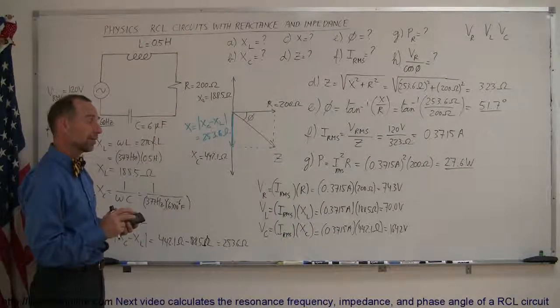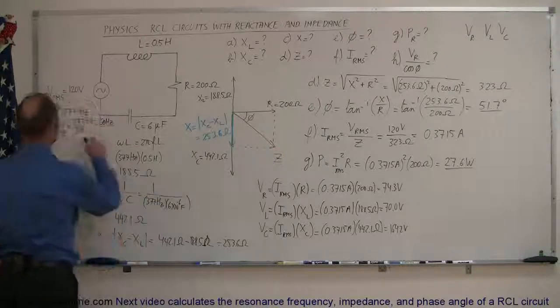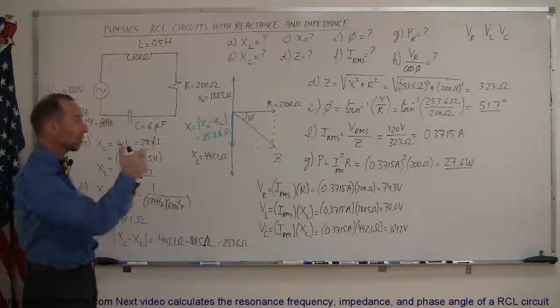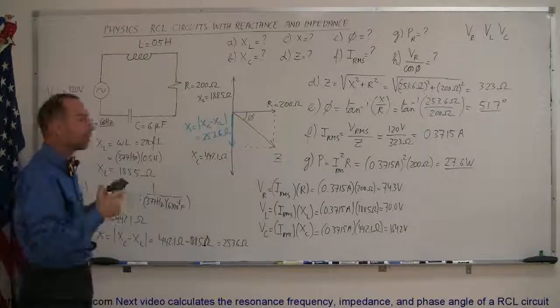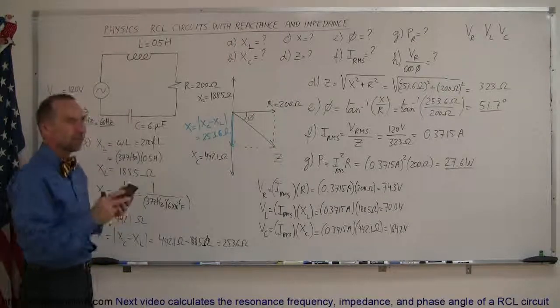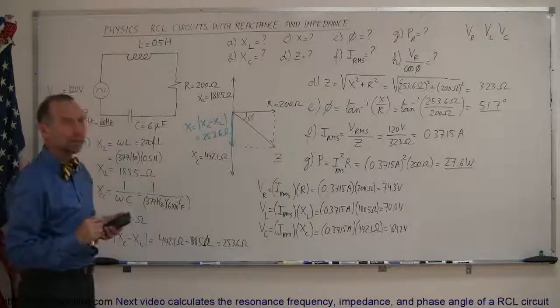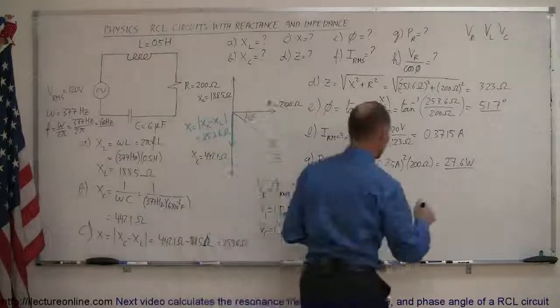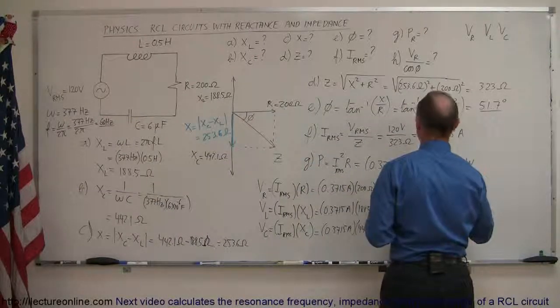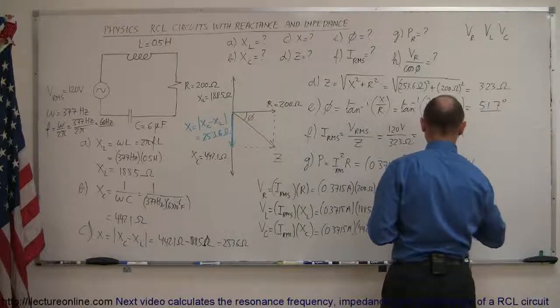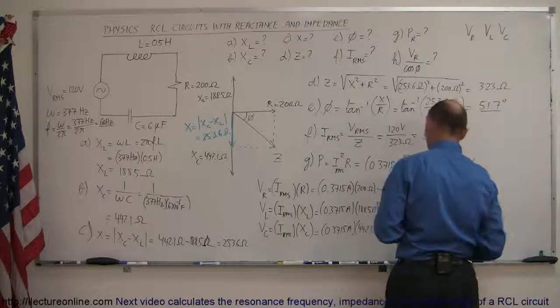Notice that when you add those three together, you do not get 120 volts here, which makes sense because the voltage drops across these three devices occur at different times in the cycle. And so they're out of phase. So now I asked you to also calculate V sub R divided by the cosine of that phase angle. So for part H, you're supposed to find V across the resistor divided by the cosine of the phase angle. And let's see what we get.